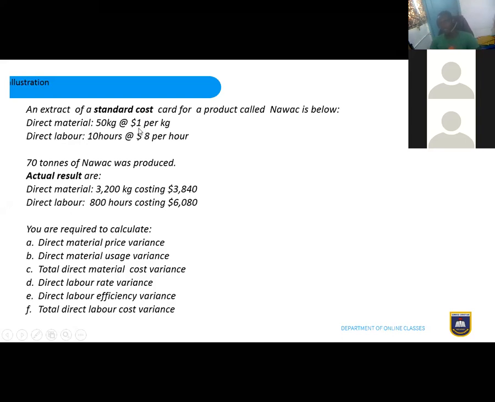The focus is on the cost per unit of the material, the standard price per unit. And here we realize that we had 50 kg and the unit price is $1 per kg. So you don't need to multiply.